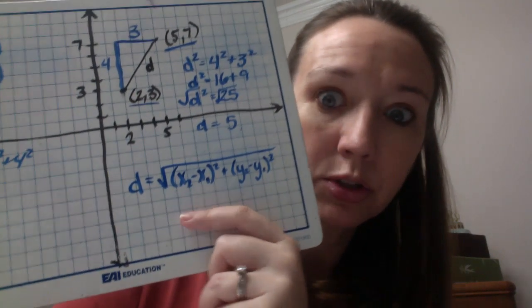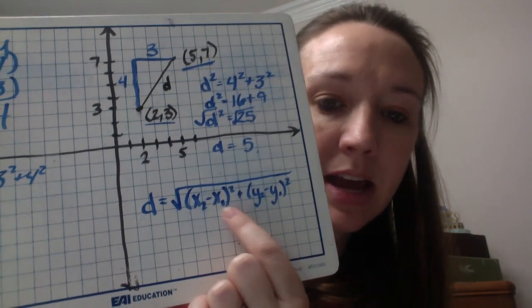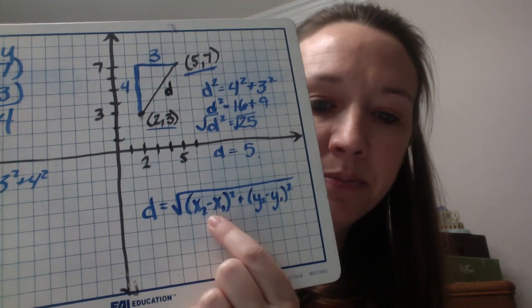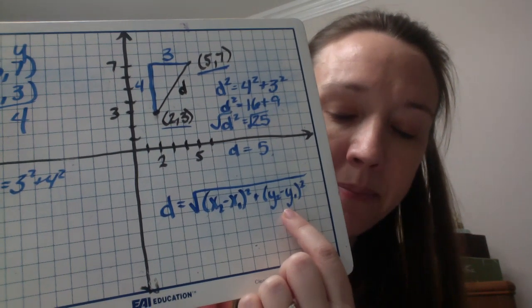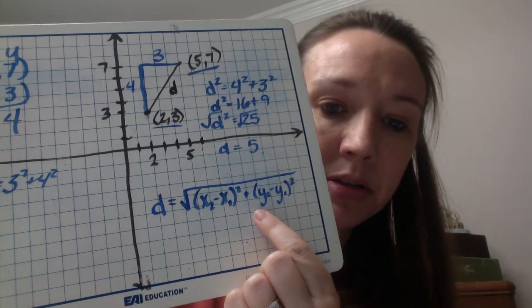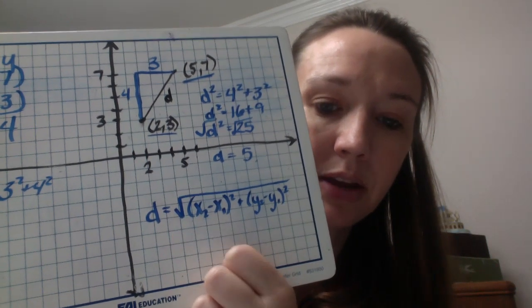It looks so complicated. It's right here at the bottom. It looks super complicated, but all it says is take your x values, subtract them, and square them. Take your y values, subtract them, square them. Add those squares, take the square root, and you get the distance.